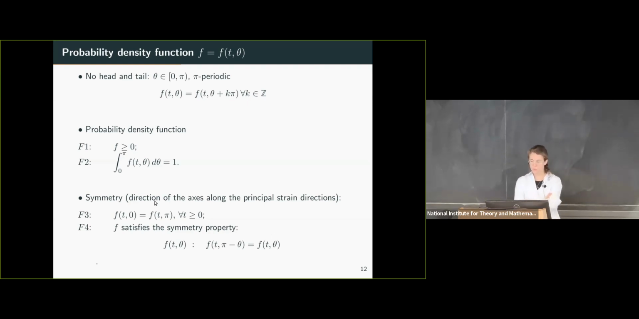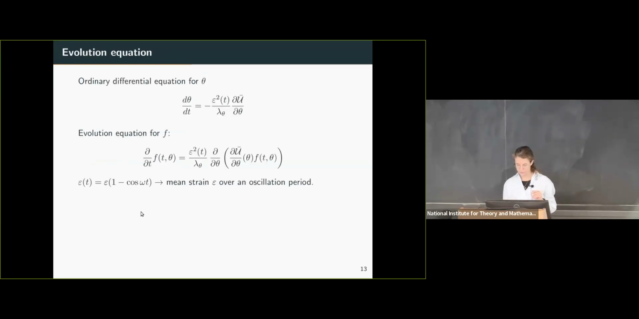So we introduced our probability density function, which is pi periodic, positive, and normalized to 1, and we impose these symmetry properties so that we can get the appropriate boundary conditions on the 0 to pi interval. Then we said, let us start from their differential equations. So we consider their cyclic strain and their mechanical energy. We have the evolution equation for F, the probability density function for this direction theta.